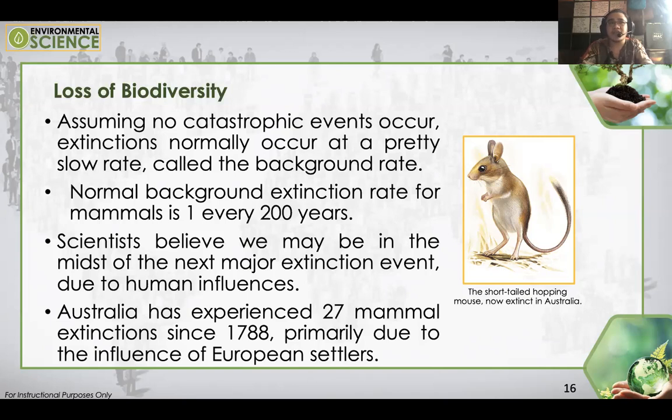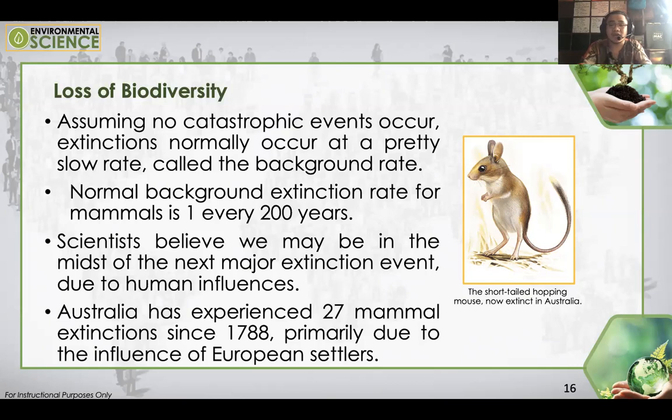So there were many European settlers who moved to Australia because Australia became one of their colonies. And since 1788, until, I made this slide, I got this data in 2018. So 1888, 1988, 98, 2008. So 230 years. In just 230 years, 27 mammals have already gone extinct in Australia.